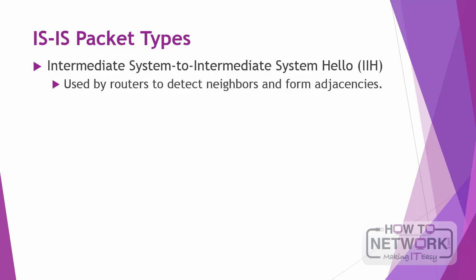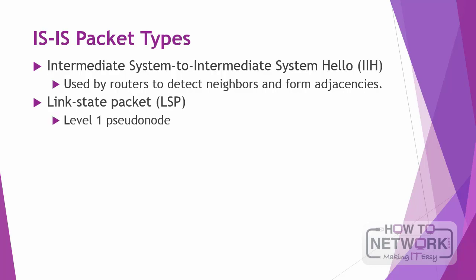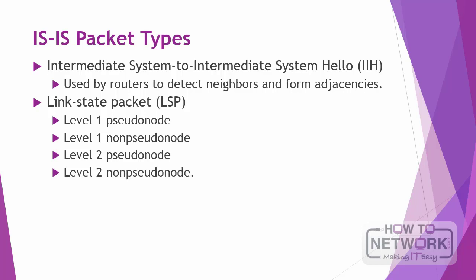Then there's the link state packet. There are 4 types of LSPs: level 1 pseudonode, level 1 non-pseudonode, level 2 pseudonode, and level 2 non-pseudonode. Complete sequence number PDU.